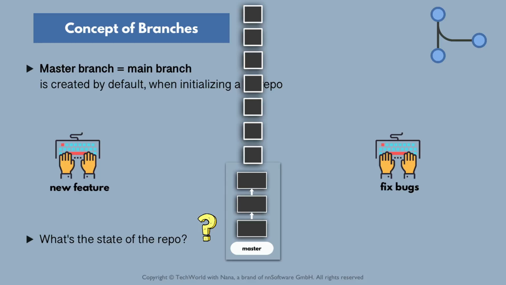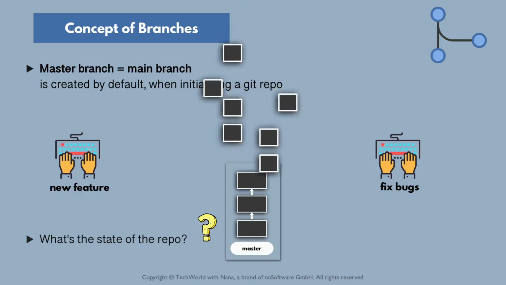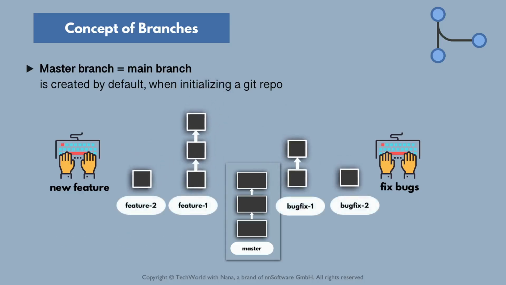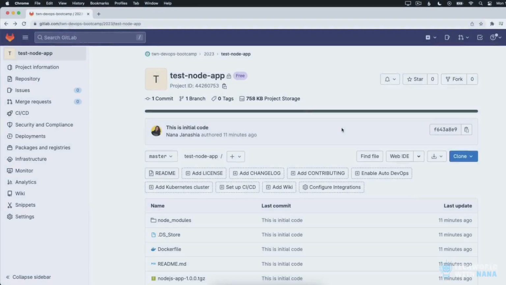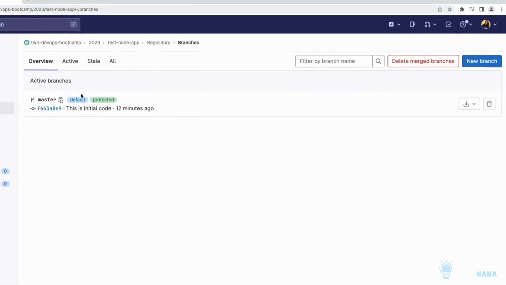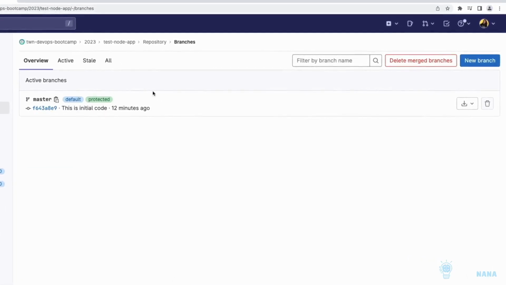So the concept of branches exists in order to cleanly divide the work of different developers. Best practice is to create a branch for each feature and each bug fix. And these Git repositories also support those best practices. So if I go to branches here, I just have one branch, as you see. I can create a new branch.